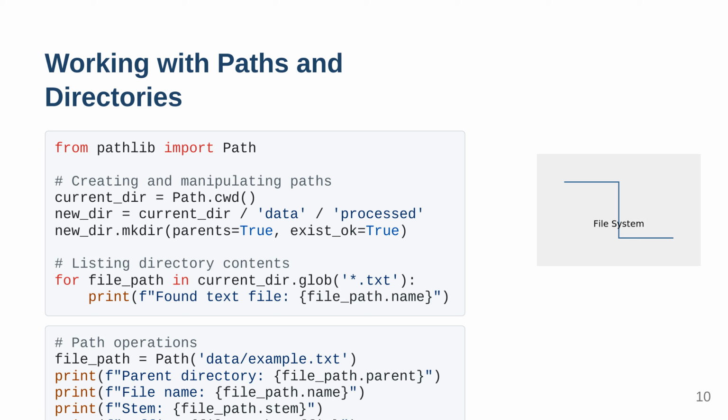The pathlib module provides an object-oriented interface to file system paths. It's more powerful and readable than os.path. Path objects can be combined using the / operator, making path manipulation intuitive. The glob method is useful for finding files matching patterns. Always use pathlib for modern Python path manipulation.